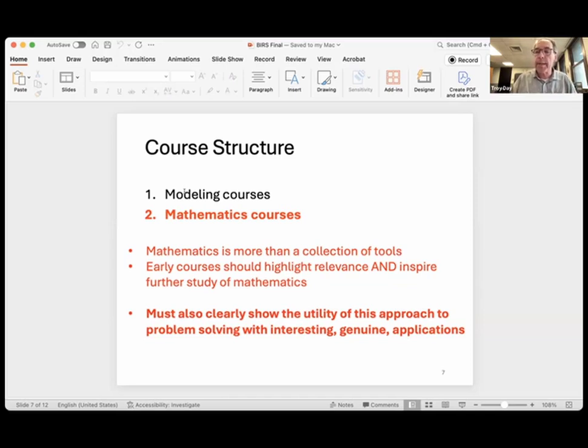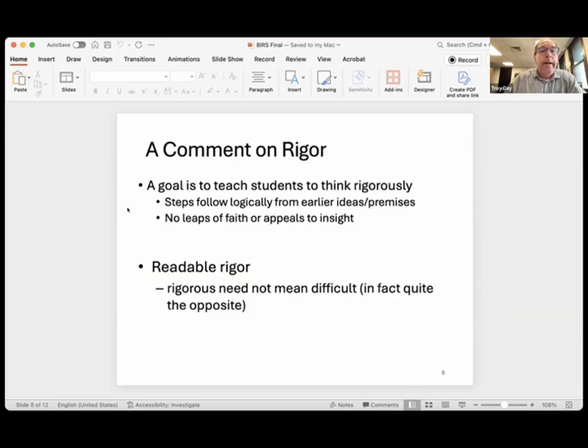And so my example at the end is going to try and convince you that it's at least plausible that you can do this. You can develop a course that's structured based on the mathematical structure of the subject, but you can provide genuine, relevant examples that are of interest to life science students.